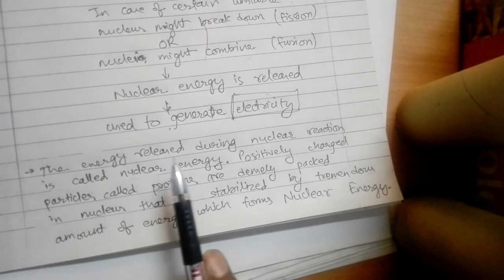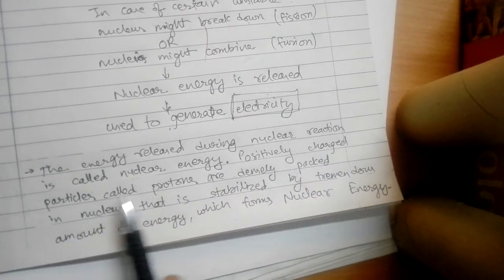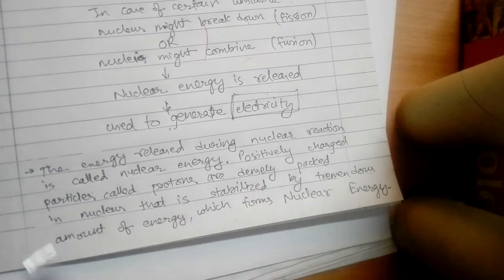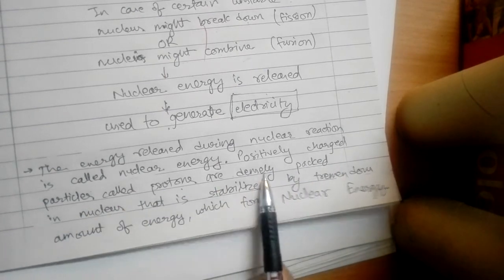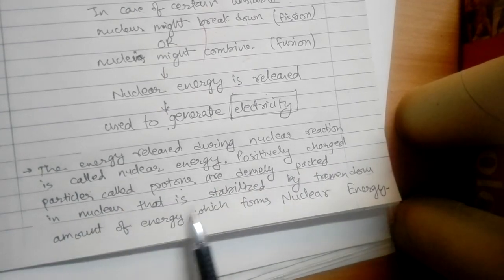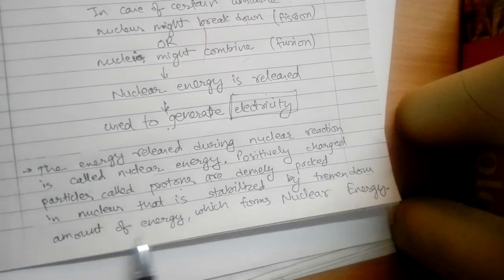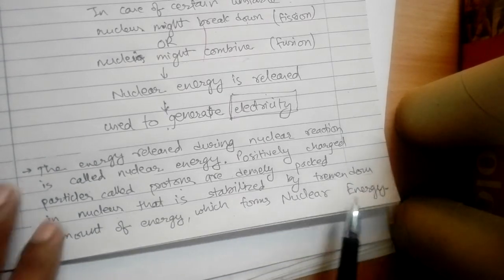The energy released during nuclear reaction is called nuclear energy. Positively charged particles called protons are densely packed in nucleus that is stabilized by a tremendous amount of energy which forms nuclear energy. Now this next title is nuclear fuel.